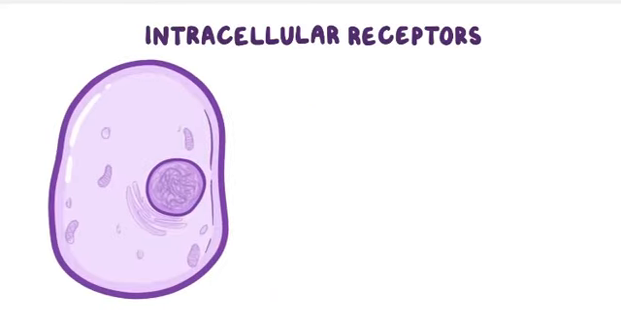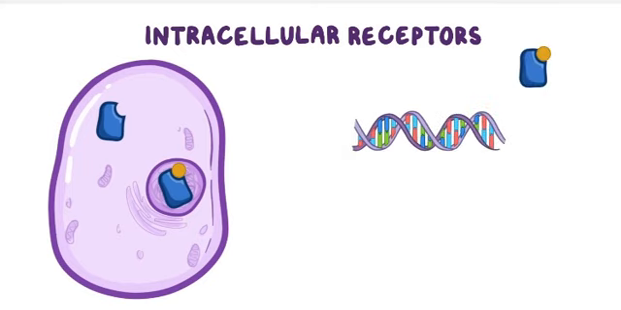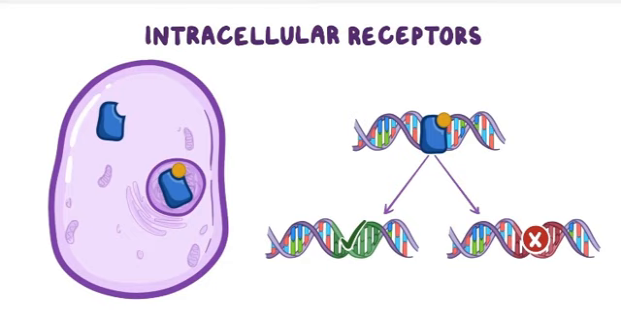In contrast, intracellular receptors are typically located in the cytoplasm or nucleus of the cell. Once bound to their ligand, the receptor-ligand complex attaches to specific DNA sequences that activate or inhibit specific genes.